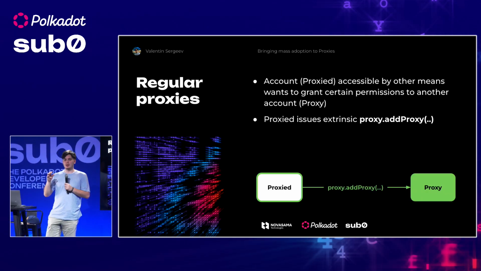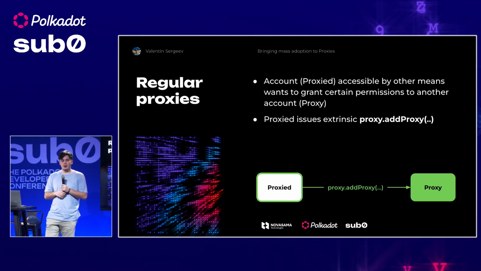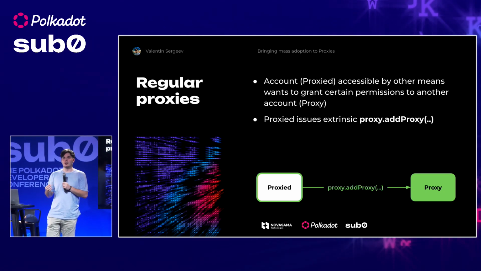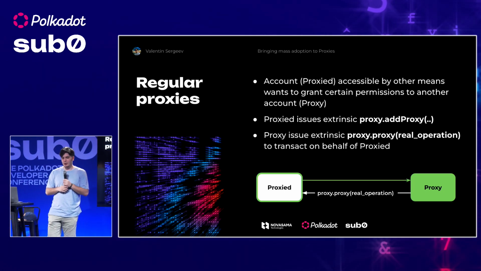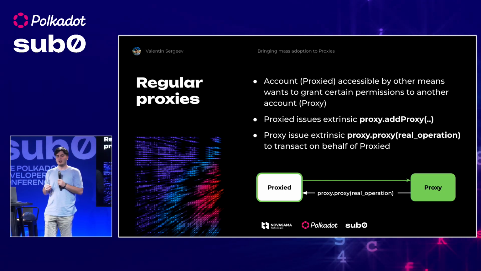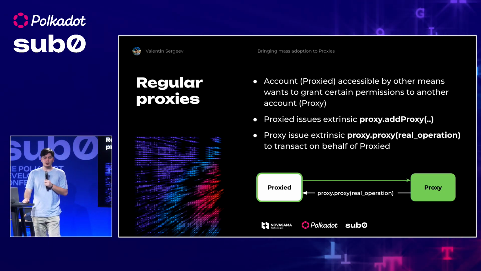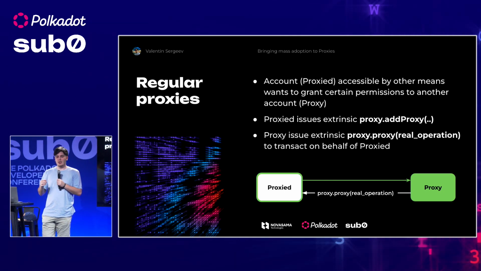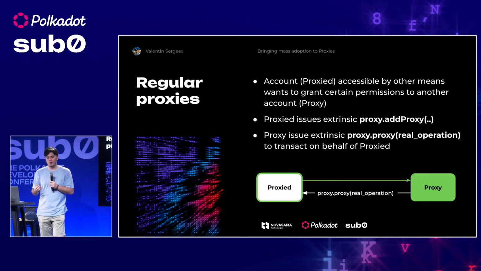Proxied issues a specific extrinsic, which is proxy add proxy, to indicate that it wants to add proxy, which is a green square here, to grant proxy a certain set of permissions. Once the extrinsic is successfully executed, there will be a connection established between proxied and proxy, which is indicated by the green line here. And after that, proxy can execute certain transactions on behalf of proxied by executing proxy and wrapping real operations into proxy basically.